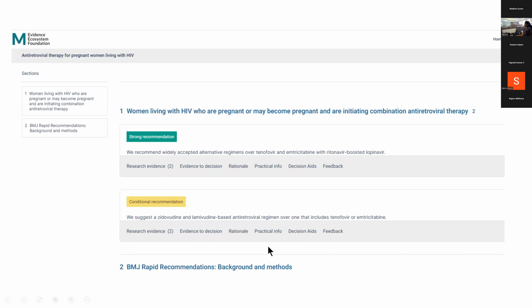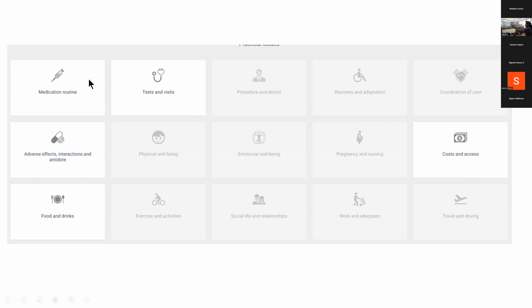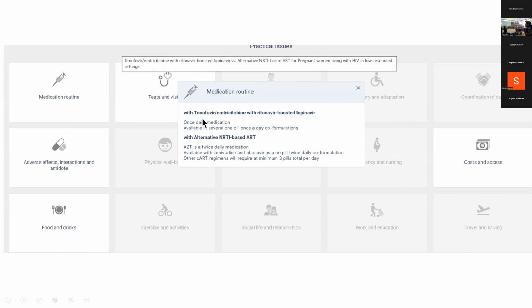Another example, looking at women with HIV who are pregnant and who want to initiate combination antiretroviral therapy. Again, if I click on that, I came across this table, which basically tells you the risk for each outcome. And it also tells you the practical aid. When I click on the medication routine, it tells me that with tenofovir you give once daily medication. With the alternative therapy, you need twice daily medications.